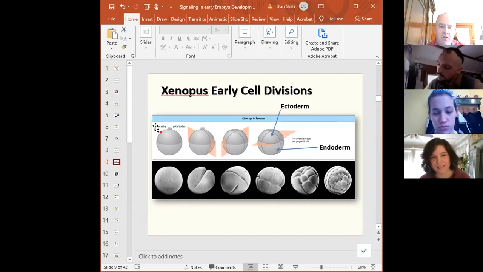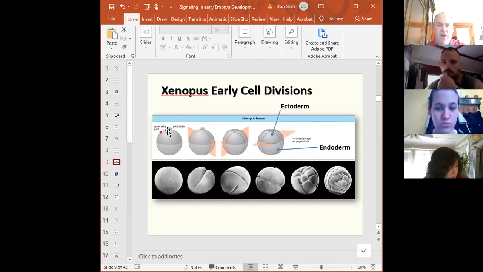But important thing to remember, and we'll talk about more later, is where that sperm enters will be the ventral side of the embryo eventually, and the opposite point then will be the dorsal side. And the dorsal side is the key. That's what's going to organize the whole body plan. So opposite of sperm entry becomes the organizer. Okay, so sperm enters, cell divides into two.